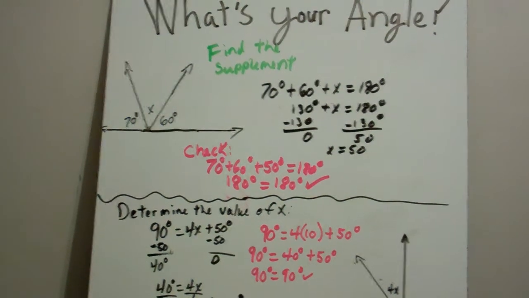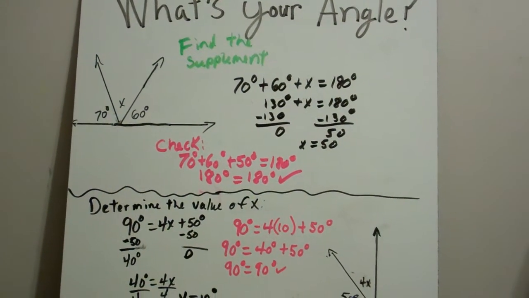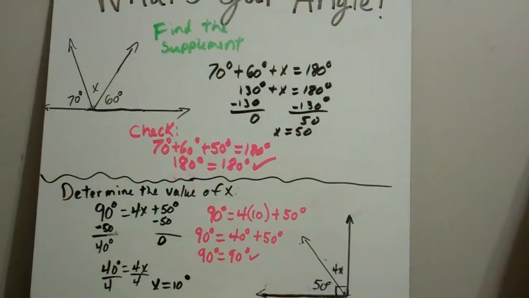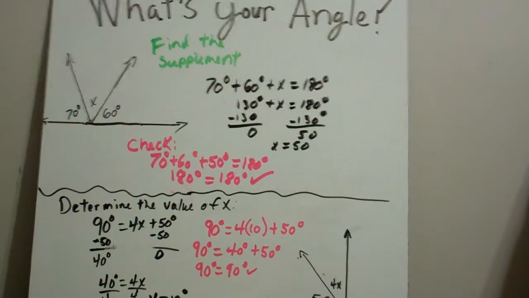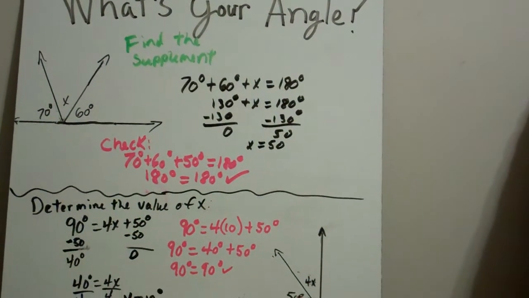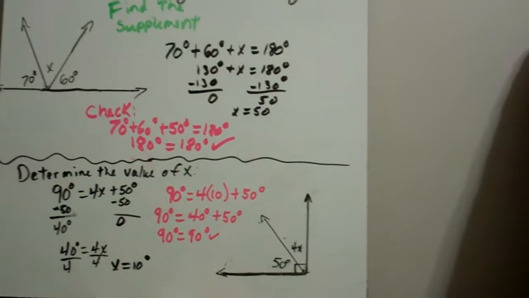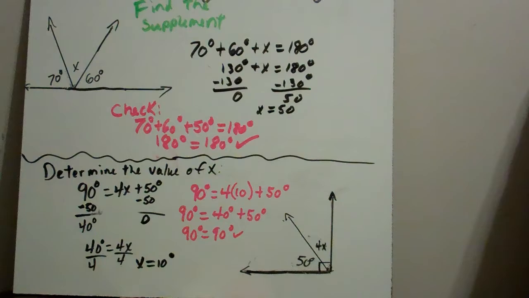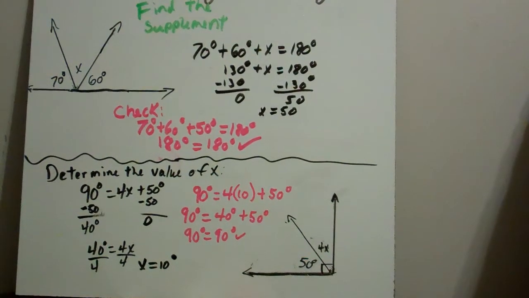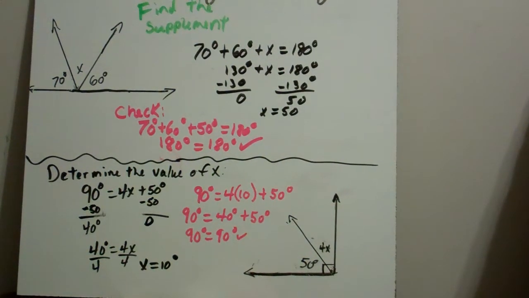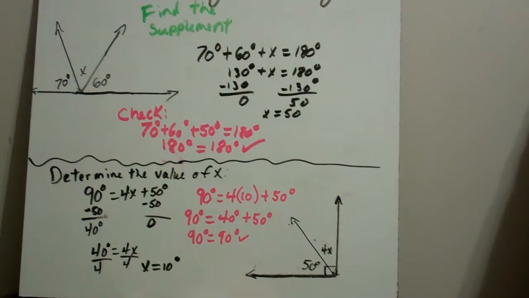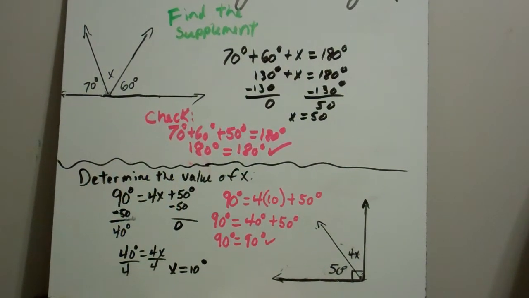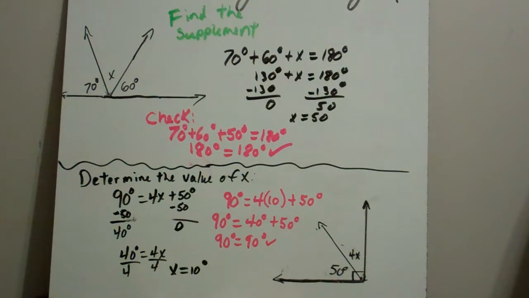If we look on the bottom, sometimes we're not given missing degrees per se. We are asked to determine the value of x. So here I have a complementary angle, okay, and I have a known measure of 50 degrees and then a value of 4x. Well, the steps are going to be the same as they were for the previous problems. We're going to take our known quantities.